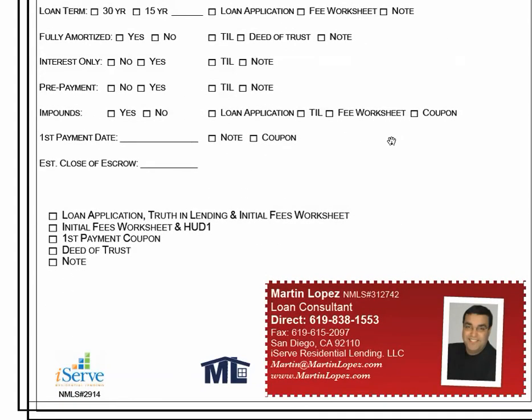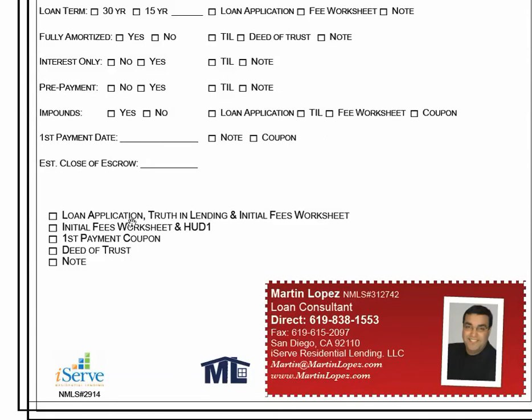And what it's designed to do is to walk you through the process, making sure that the documents you sign at the very beginning of a transaction are in fact the same documents, have the same numbers and the same terms as at the end of the transaction. So what we use in order to walk through this form is the loan application, the truth in lending, and the initial fees worksheet. This is what we use at the beginning of the transaction.